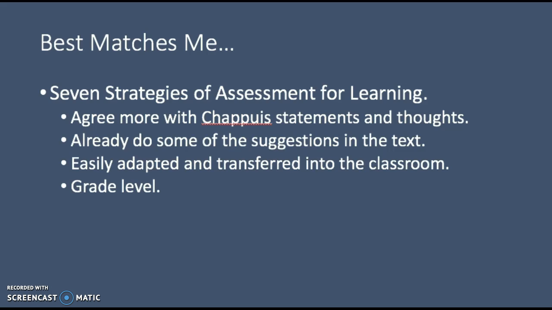Whereas the performance-based assessment, I think would not match my grade level as well. Teaching 5th grade, when reading through the performance-based assessment reading, I thought that it was more targeted toward middle school and upper or high school instead of lower grades. And I think it would be hard to adapt to the lower levels.